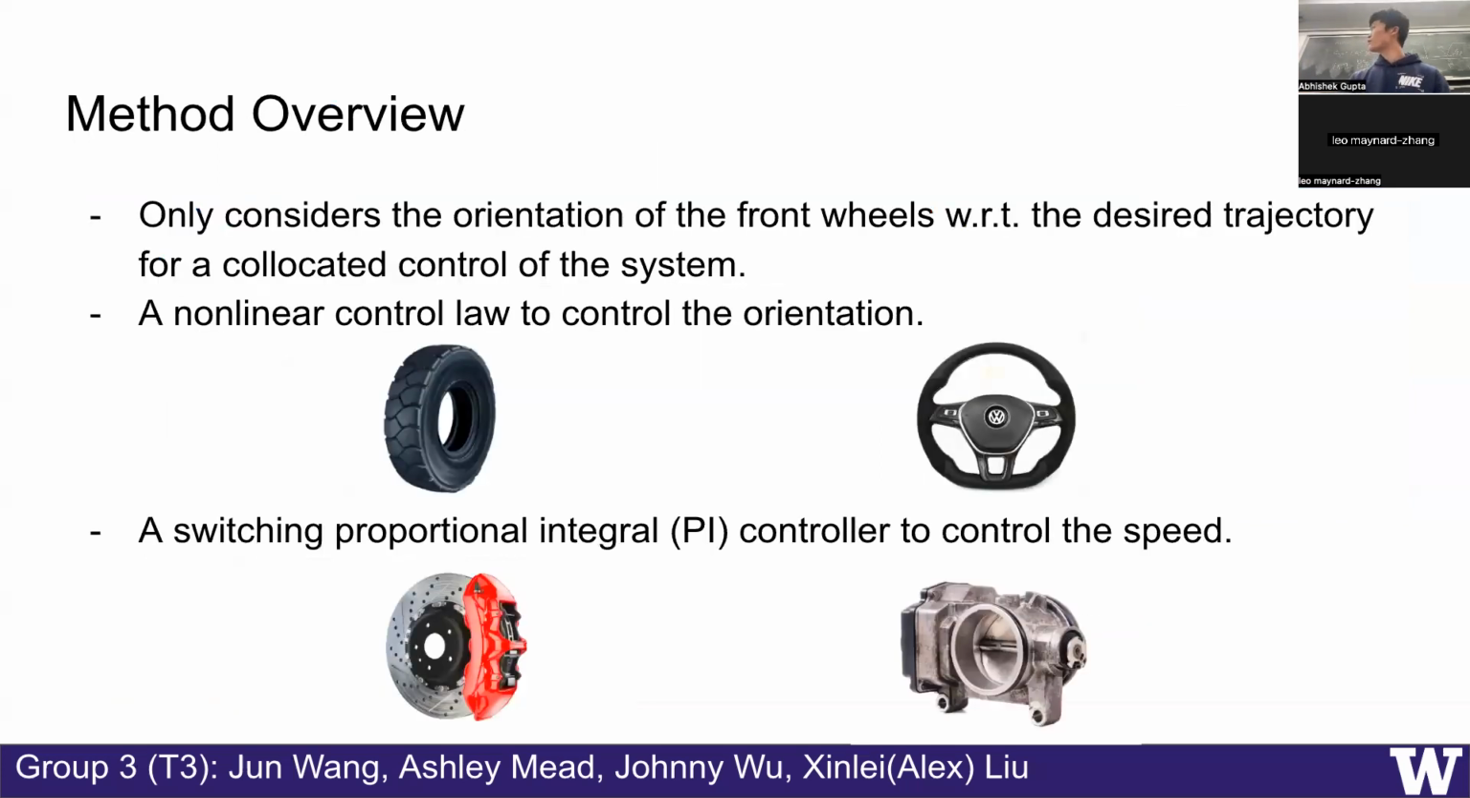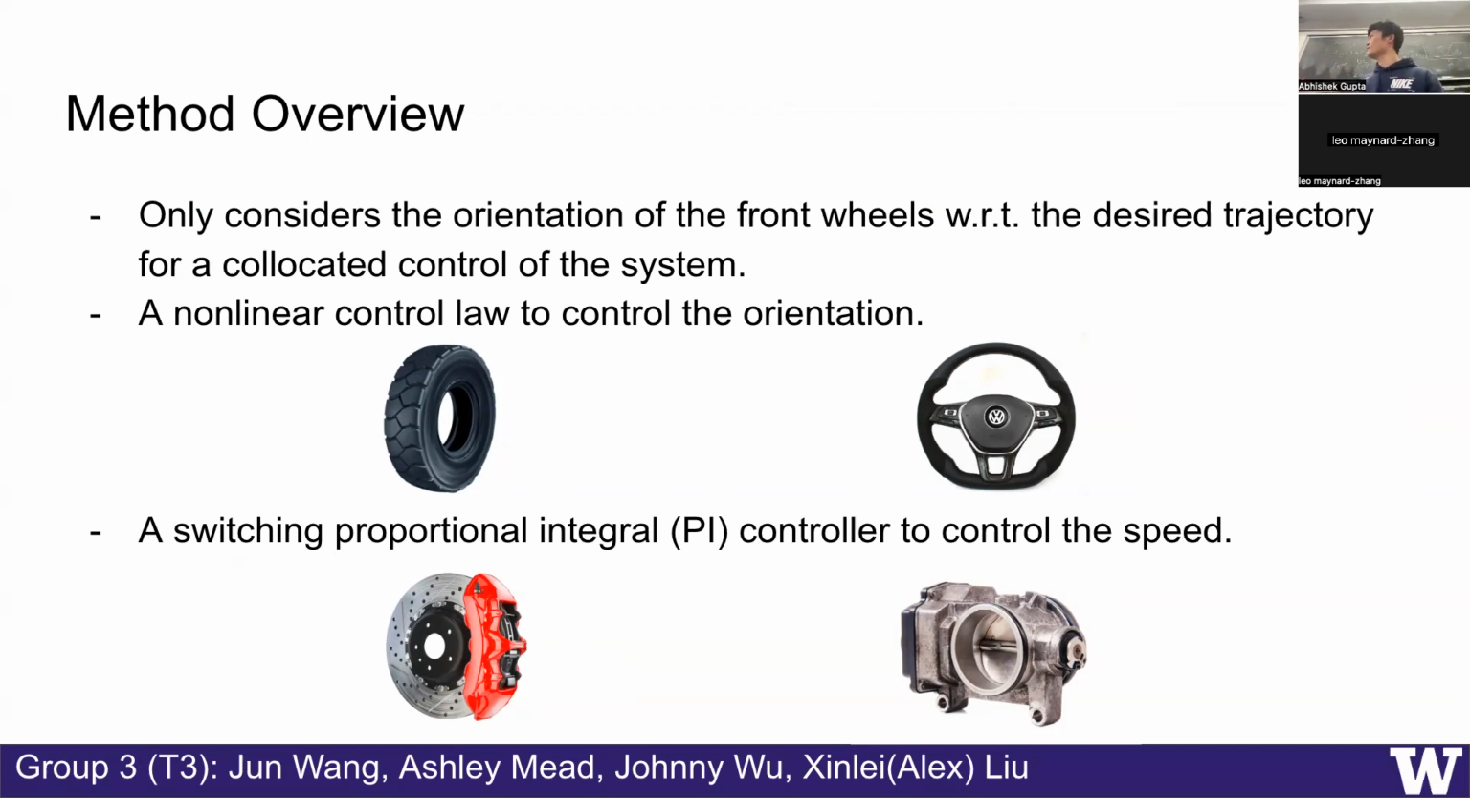So this is what our paper did. I will provide a very brief method overview, and then Ashley will go into details on the equations. The first contribution is that it considers the orientation of the front wheels with respect to the desired trajectory instead of the entire car. The benefit of this is you have a more collocated control of the system.